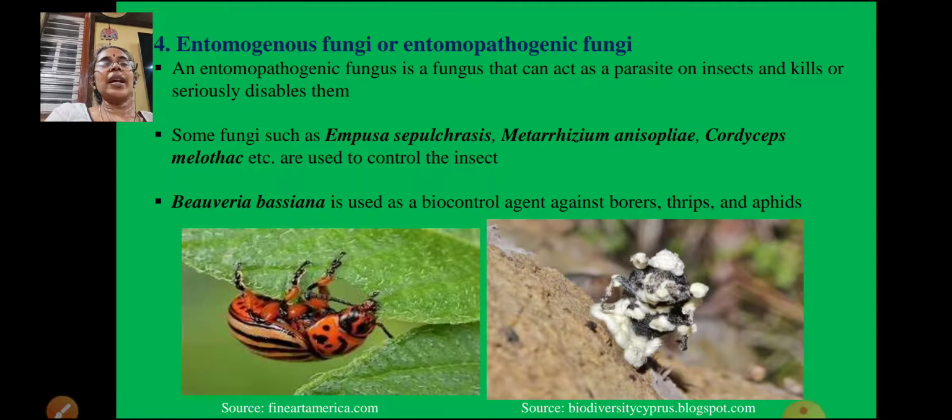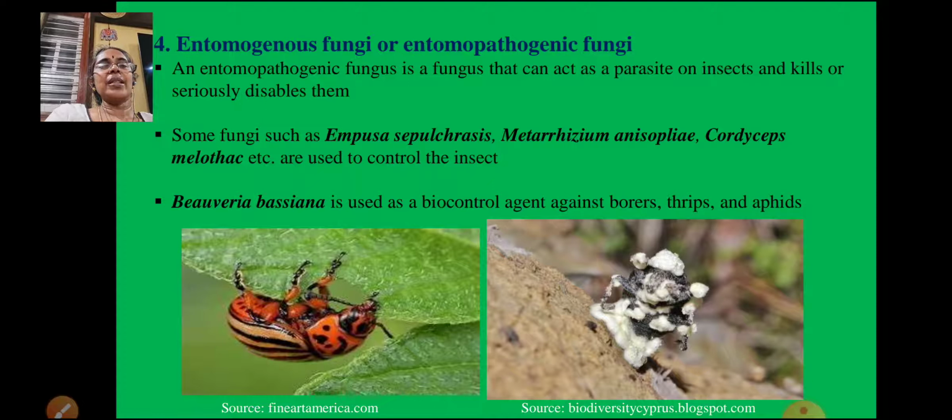Next one is entomogenous fungi or entomopathogenic fungi. What does entomopathogenic fungus mean? It is a fungus that can act as a parasite on insects and kills or seriously disables them. Some fungi such as Empusa sepulchralis, Metarhizium anisopliae, Cordyceps militaris, etc. are used to control the insect.